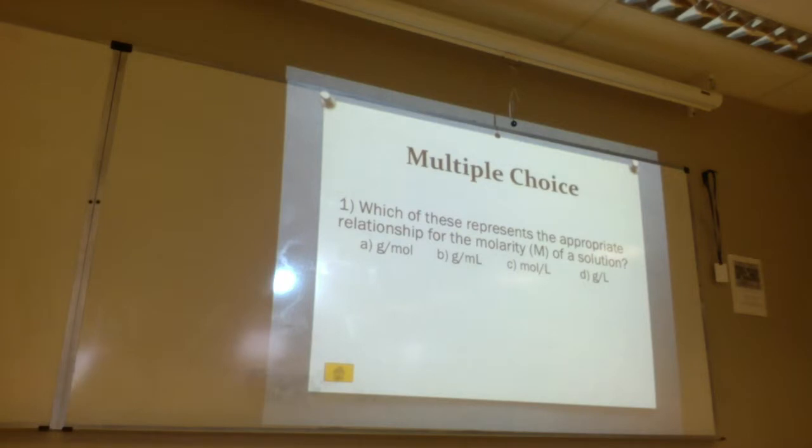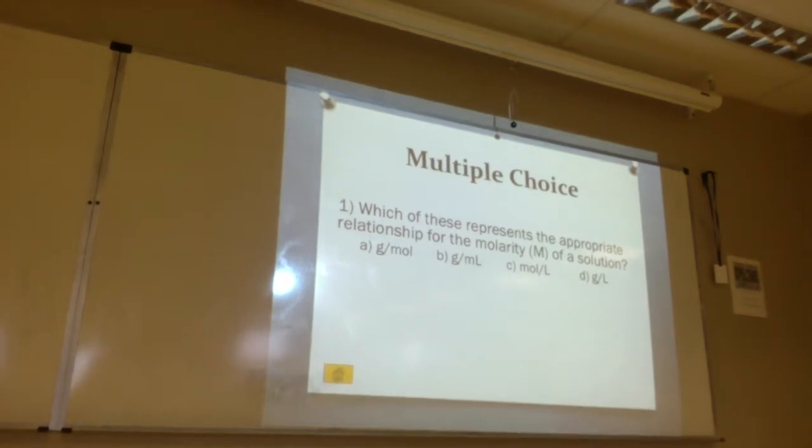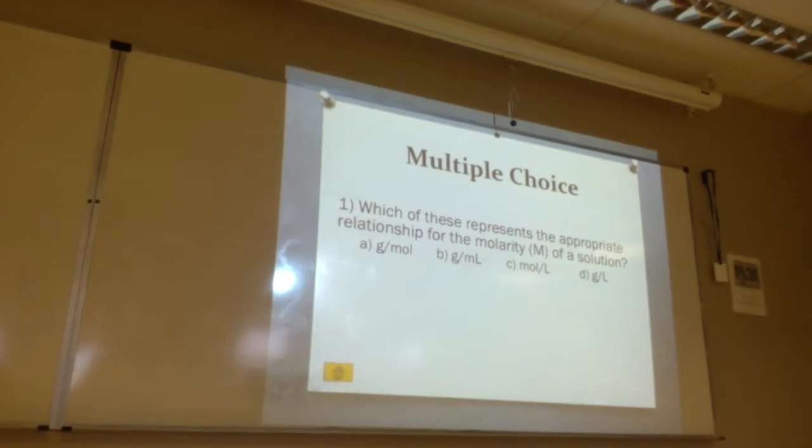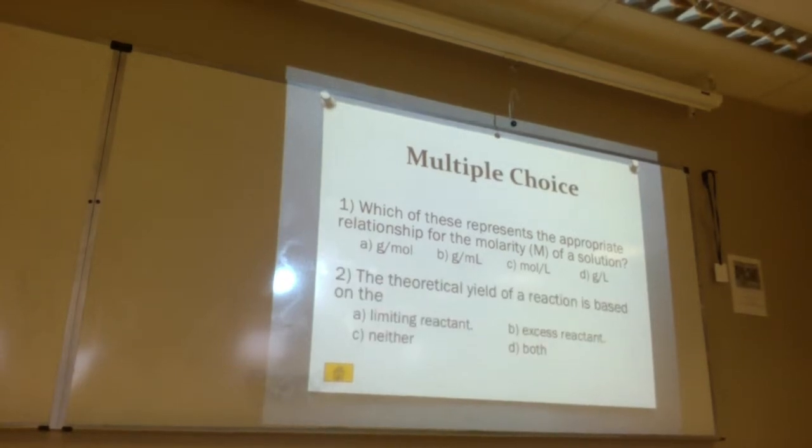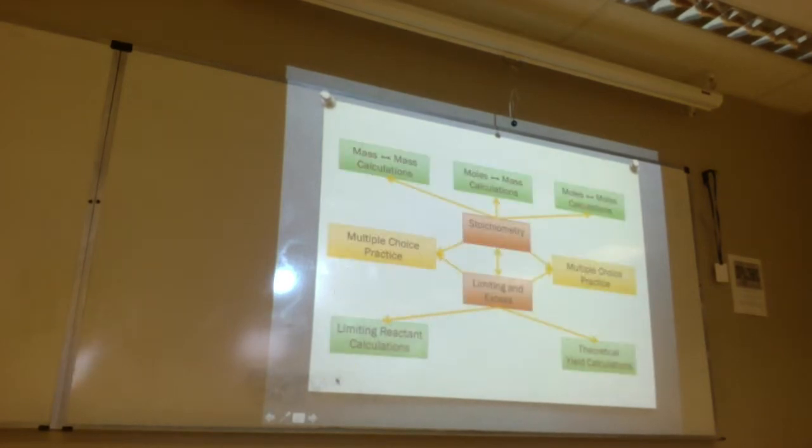Which of these represents the appropriate relationships for the molarity of a solution? This should be pretty quick. Molarity is moles per liter. That would be C. Theoretical yield of a reaction is based upon the limiting, the excess, neither, or both? Limiting. Final answer? I did tell you guys I started with the hard one first, right? Okay.